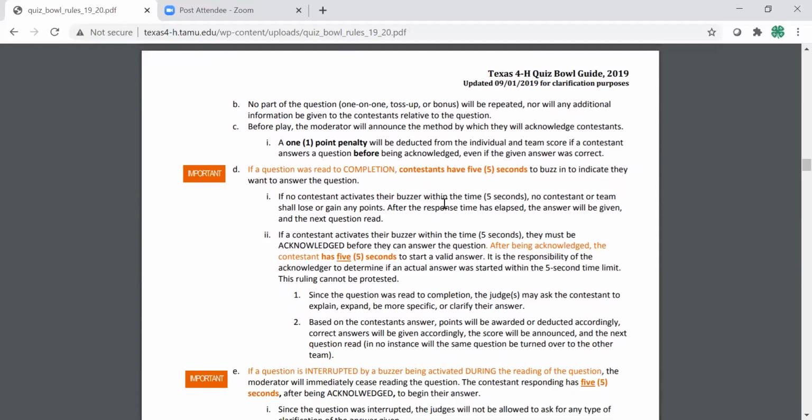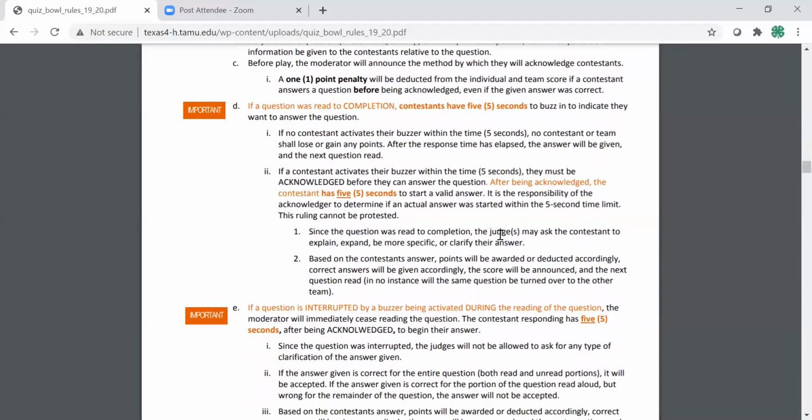Okay, after the question is read to completion, contestants have 5 seconds to buzz in. If no one from either team buzzes in within 5 seconds, we go on to the next question. No one gains or loses any points on that question. Once you buzz in within those 5 seconds, after you're acknowledged, you have 5 seconds to start your answer. So you can't buzz in, be acknowledged, and just think for a whole minute and try to come up with your answer. You have 5 seconds to start your answer.